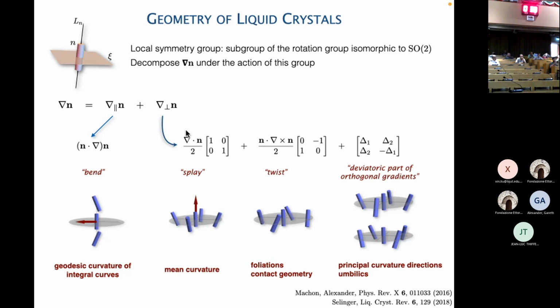The one with twist is the one that I'll focus on for today. And then this part, which is anisotropic, it picks out preferred directions in the perpendicular space. And those are directions of principal curvature, or also some high directions of principal twisting.